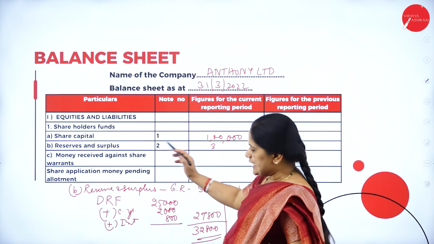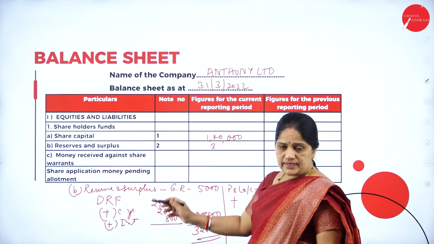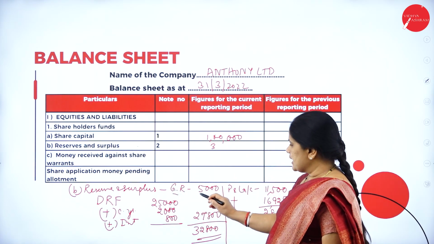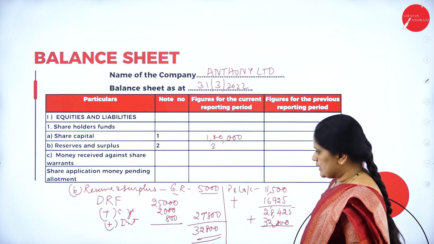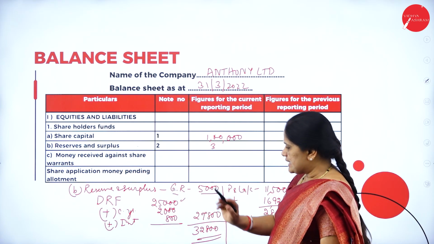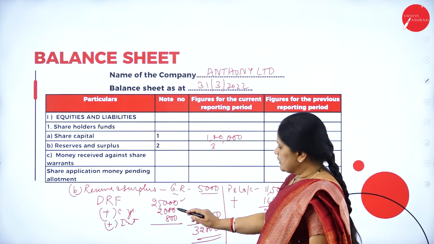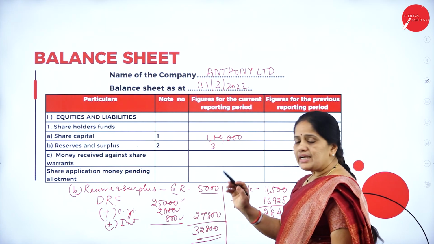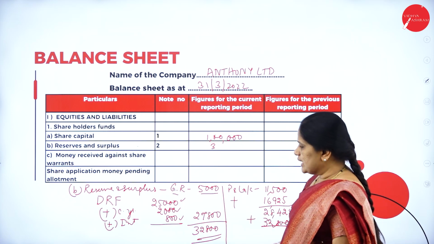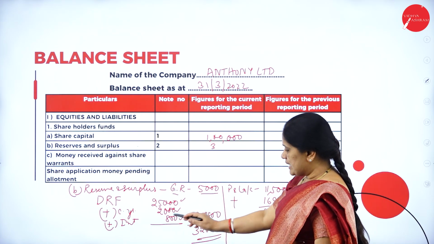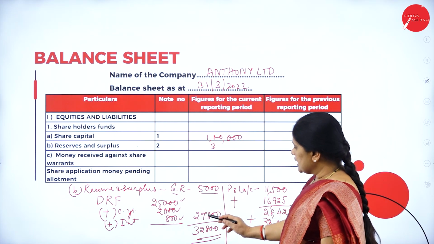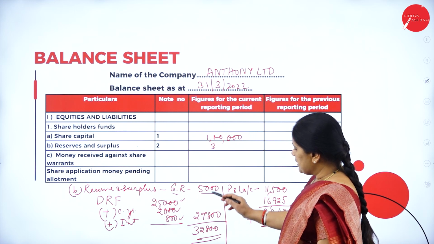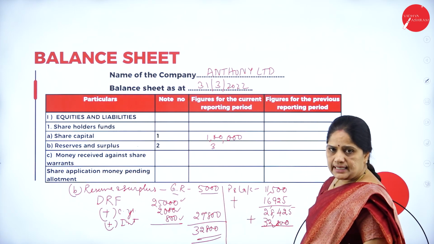Now for the heading reserves and surplus, first thing is I have to write the general reserve. General reserve is 5,000. Debenture redemption fund is 25,000. The transfer to the fund is 2,000 of this year. Whatever interest we have received will go to the debenture redemption fund investment account, 800. So totally 27,800 plus 5,000, 32,800.